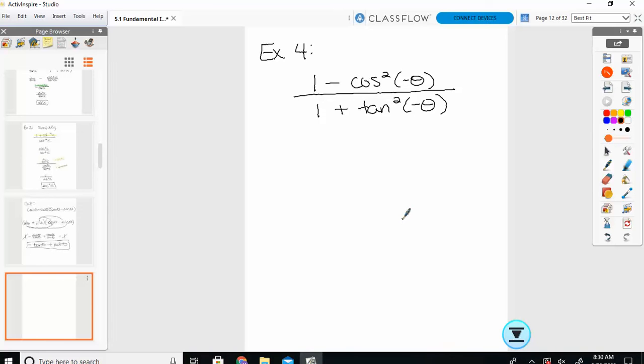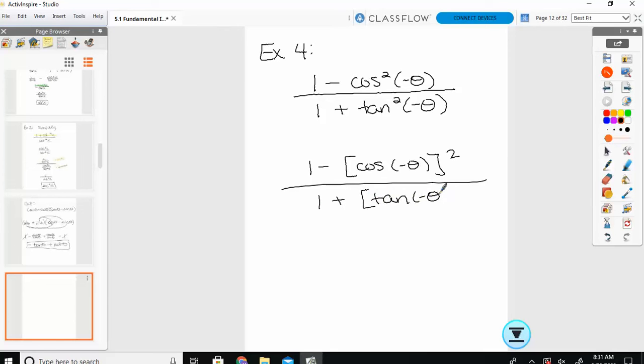I want to make sure you understand when I say something like cosine squared negative theta, what that means is you have the cosine of negative theta and then I square that. Tangent squared negative theta means you're going to do tangent of negative theta and then square that. So you don't really have to write that step, but I just want you to clarify what that means.